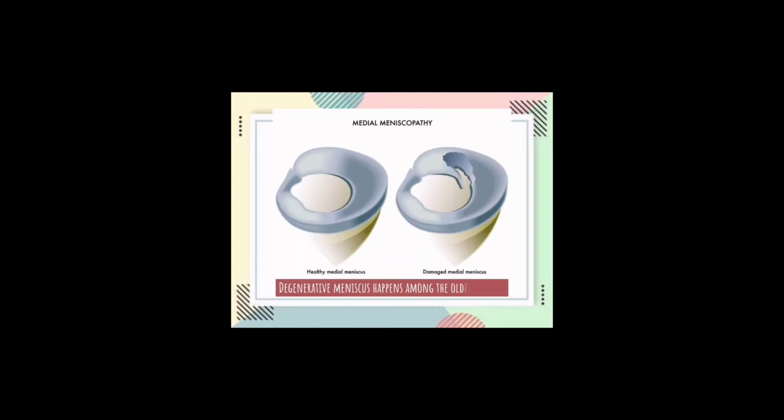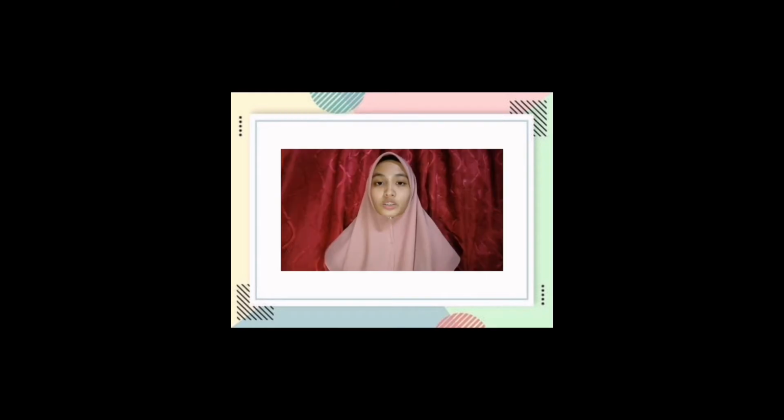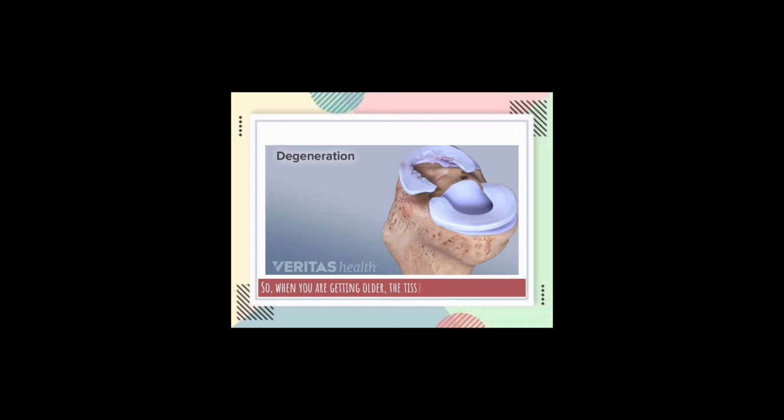The parrot beak. If the tear is bigger, it can be a flap, and then it can be a displaced flap that causes mechanical symptoms. So the last one is the degenerative meniscus tear. Degenerative meniscus tears happen among older people. When you are getting older, your tissue is more prone to tear.